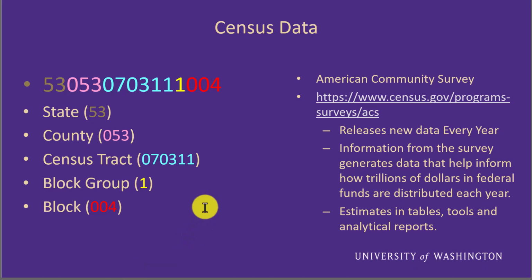We will be downloading up to the census tract level for Lab 6 in GIS 311. In further GIS courses, you may go down to the block level, and that gives you much more specific data. Blocks are a lot smaller than block groups, which are a lot smaller than census tracts, which are smaller than counties, and counties are usually smaller than states.